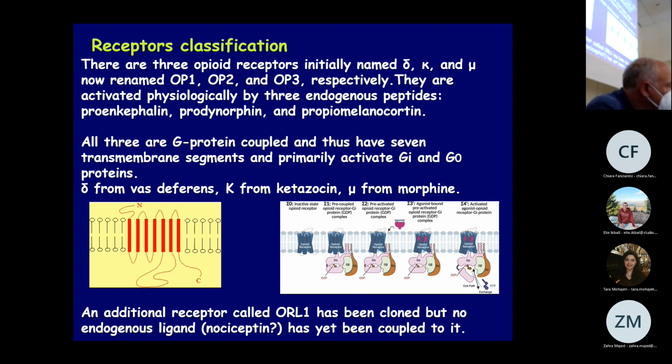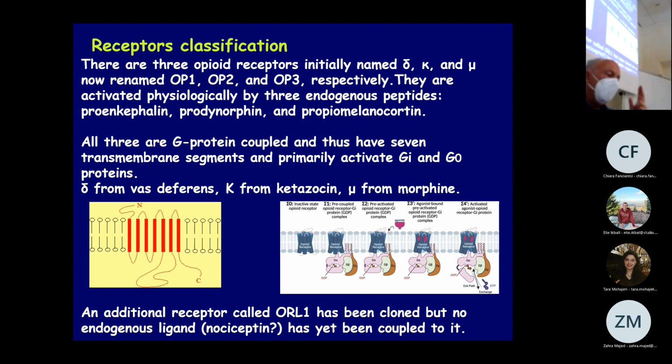The scientists tried to identify the different types of opioid receptors. Why? Because they believed that it was possible to design a specific, selective ligand, a selective agonist, in order to avoid the side effects related to tolerance, dependence, block of respiratory centers, and so on.